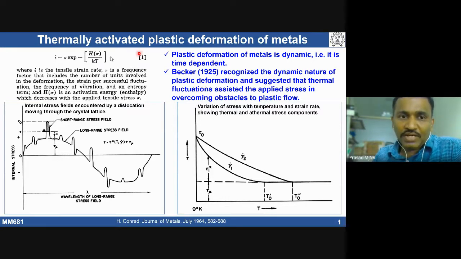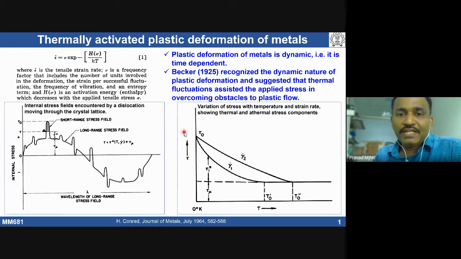According to Becker, he used an Arrhenius type of equation to describe strain rate. The rate of deformation is going to depend on temperature. Temperature can assist the rate of deformation, and there is a term called activation enthalpy, or activation energy, which also depends on stress. It usually decreases with the applied stress.